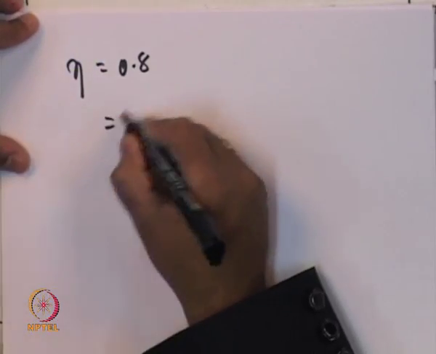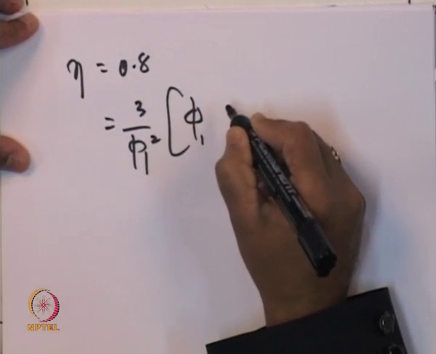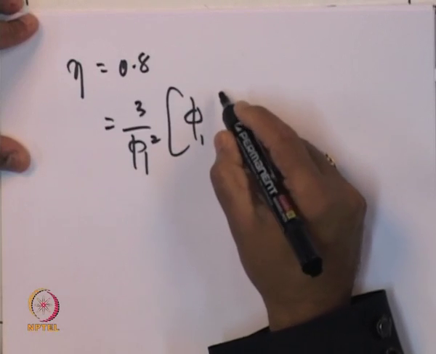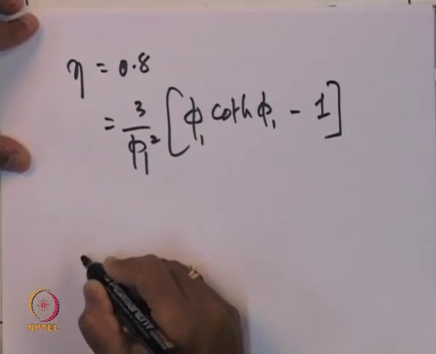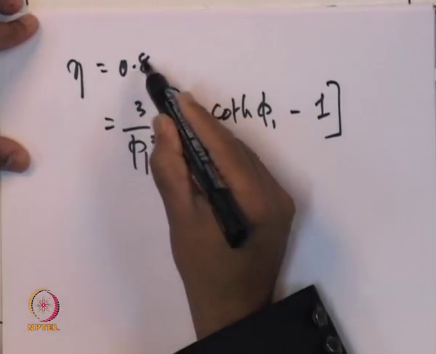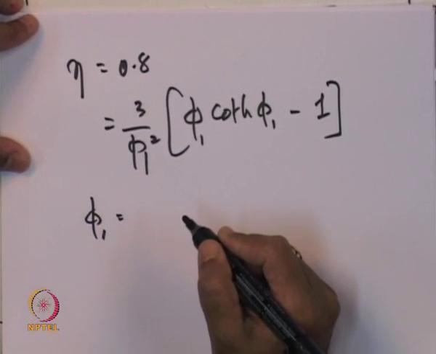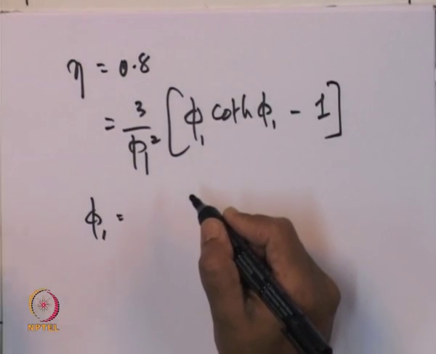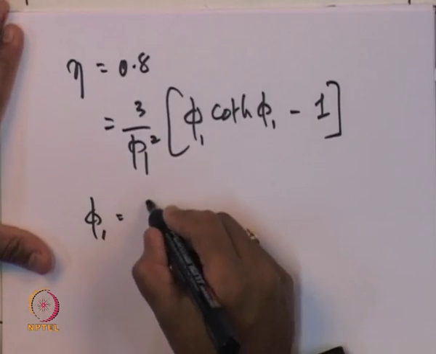So let's go ahead. Now, I want the effectiveness factor to be 0.8, which is nothing but 3 by phi 1 square times phi 1 coth phi 1 minus 1, right? So for 0.8, phi 1 becomes, is it going to be less or more? It's going to be less. Why? Because the effectiveness factor has increased, the phi 1 value is going to go down. Okay? Right? So phi 1 becomes 2, just check that.